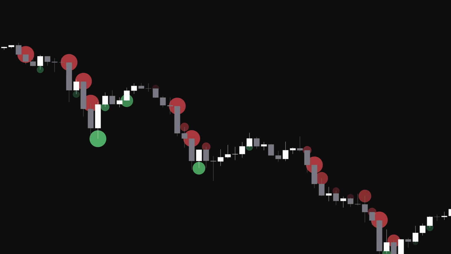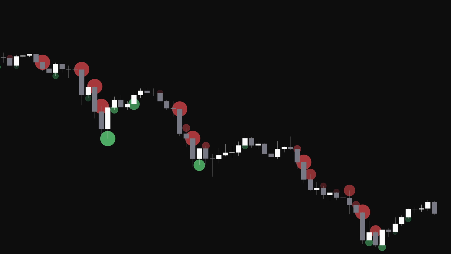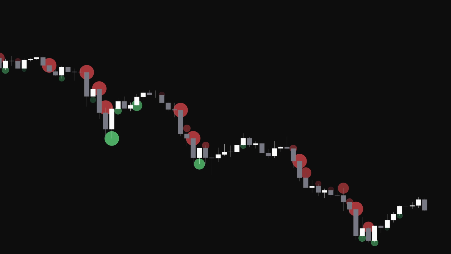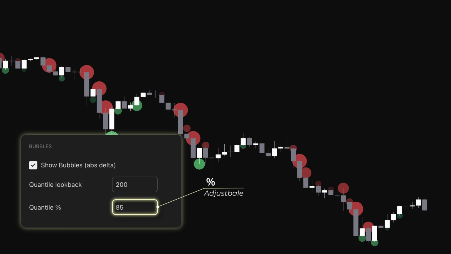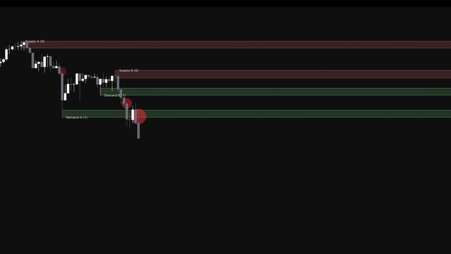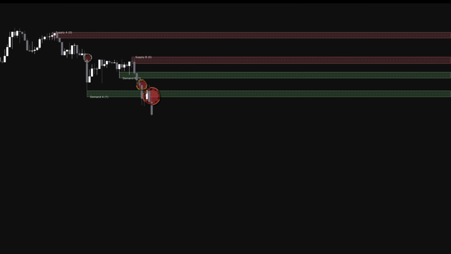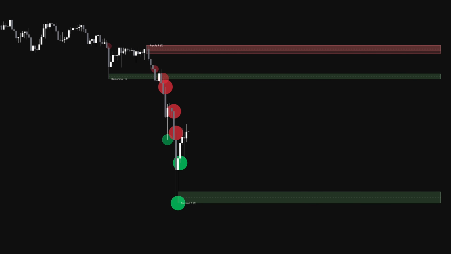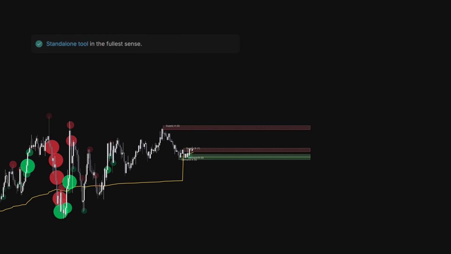The volume bubbles are the most distinctive feature. Rather than showing raw volume, the indicator identifies candles where the absolute delta clears the 85th percentile of recent readings, and sizes the bubble according to how far above that threshold the reading falls. You are seeing genuine volume anomalies, not just high-volume bars. It is a standalone tool in the fullest sense.